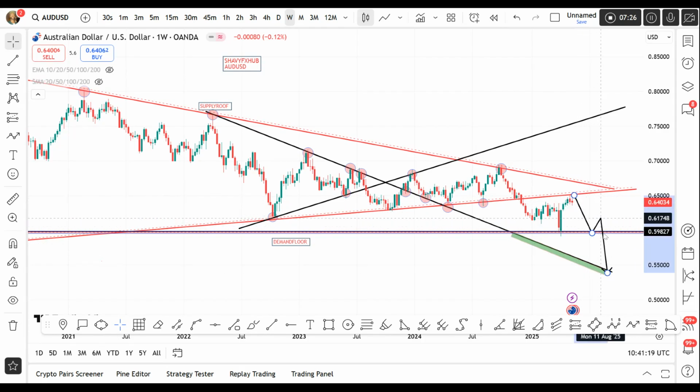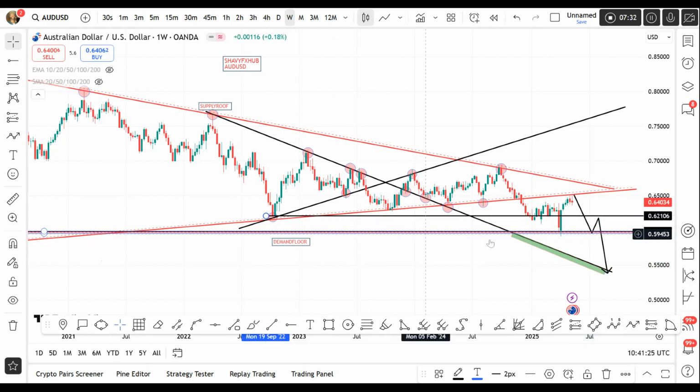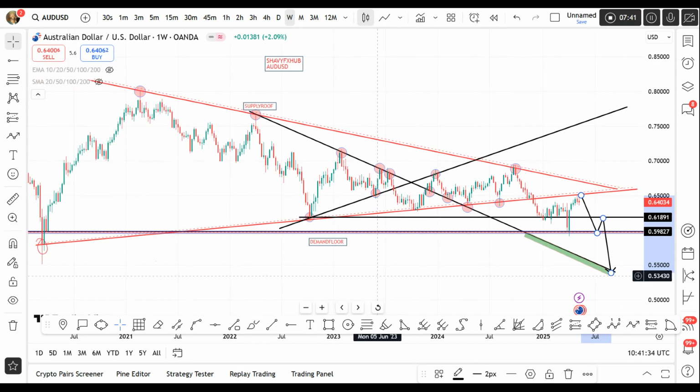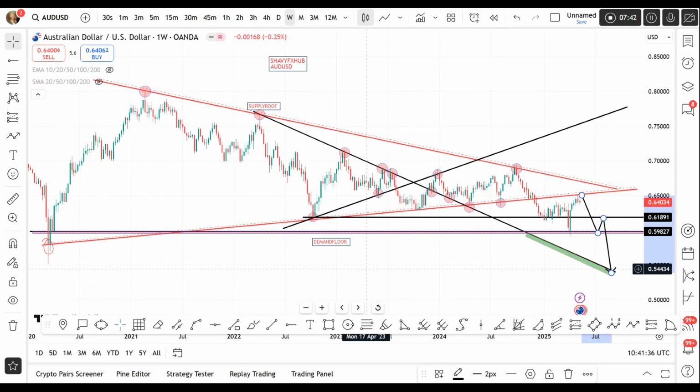So AUD looks like it has set itself up for stronger bearish days ahead of time. And let's see what it does from there. If it manages to break here, it will retest here and continue to sell down. So that is the structure.